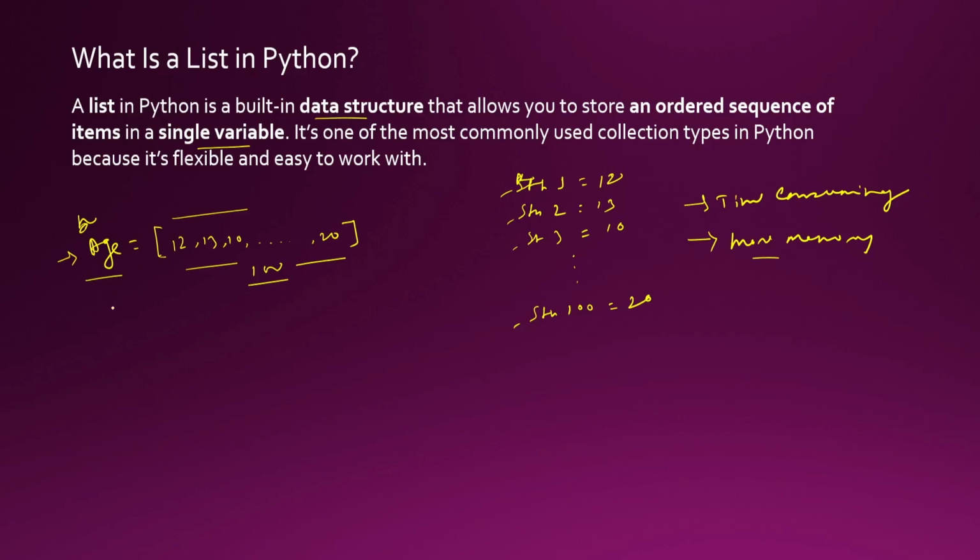And whenever we need to access any value of the age, we just need to call the index position of the value. Suppose if we want to access this one, then index position is 0, 1, 2. We just need to print age of index position 2, and it will give the output as 10. So instead of creating 100 variables, we just create one variable and put all my values in the form of a list, and whenever we require any value, we just access that value from its index position. So this is the big benefit of creating a list for our programming.